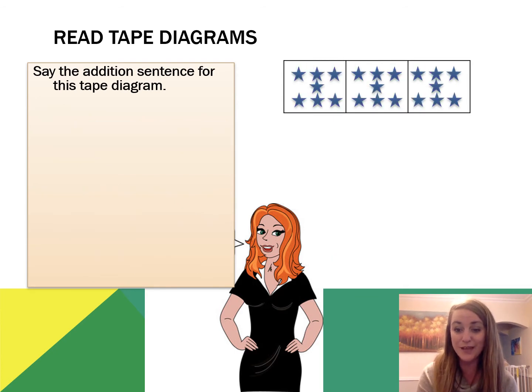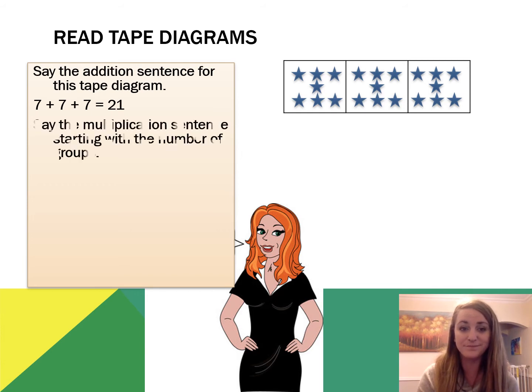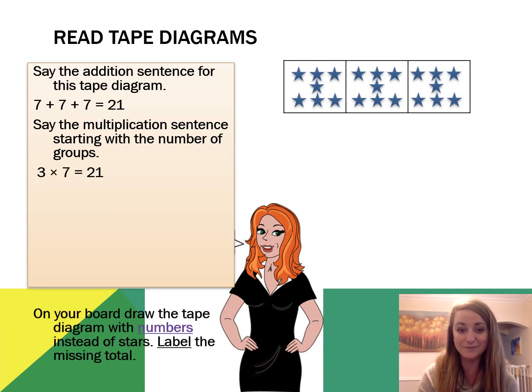Great job. Let's do another one, reading the tape diagram. Write the addition sentence for the tape diagram. 7 plus 7 plus 7 equals 21. Now let's say the multiplication sentence, starting with the number of groups. 3 times 7 equals 21.